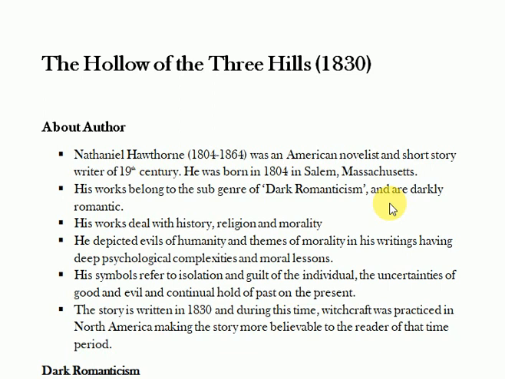Nathaniel Hawthorne was a 19th century American novelist and short story writer. His works belong to the subgenre of dark romanticism, and they deal with history, religion, and morality, as these are the most prevalent themes that we may find in his works, in his novels as well as in his short stories.